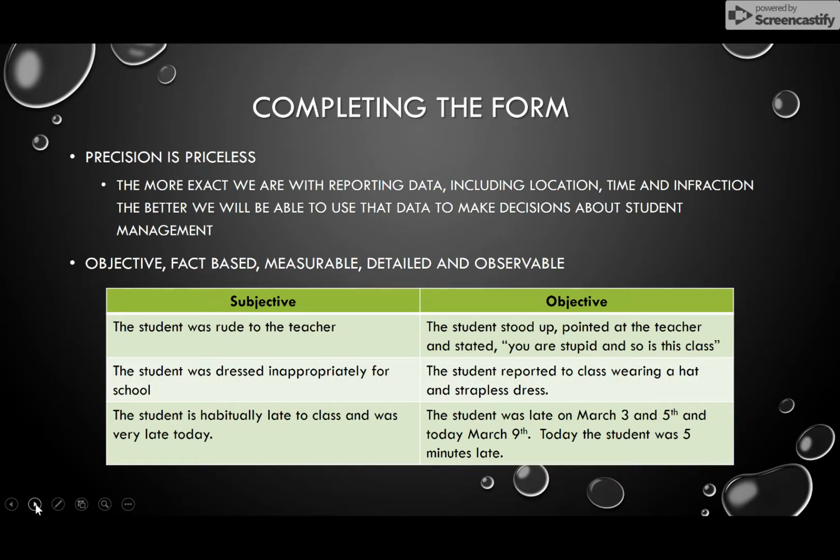So completing the form, before we get into the actual details of completing the form, one thing to keep in mind is that precision is priceless. The more exact we are with reporting data, including location, time, and infraction, the better we are able to use that data to make decisions about student management. And then the other really important piece is making sure that what's written in the referral is objective, fact-based, measurable, detailed, and observable. I've put a couple of examples of the difference between subjective and objective below here.